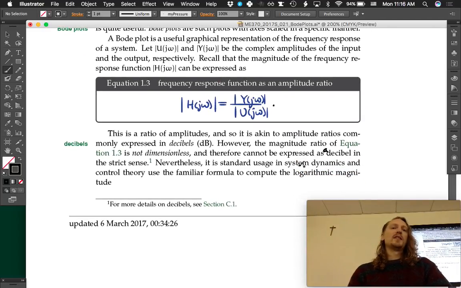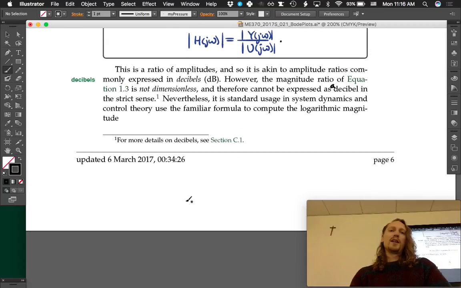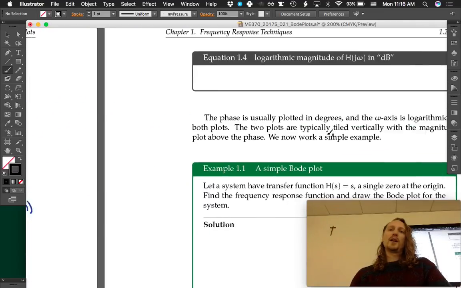It's not a big deal, but it's unlike the other decibels where we don't have to worry about units because they cancel. They don't cancel in this case. We're still going to call it a decibel, but it's not in the strict sense. Nevertheless, it is standard usage of system dynamics and control theory to use the familiar formula to compute the logarithmic magnitude. So that's on the next page.